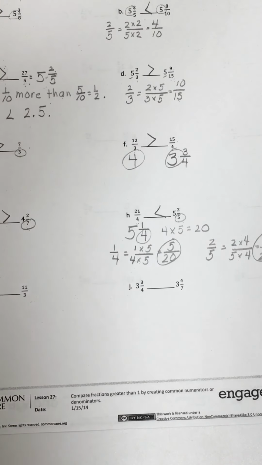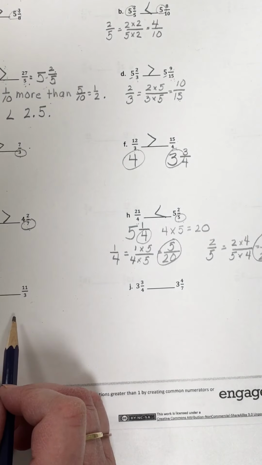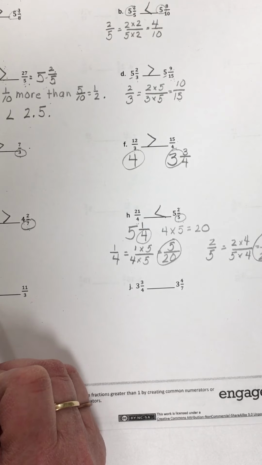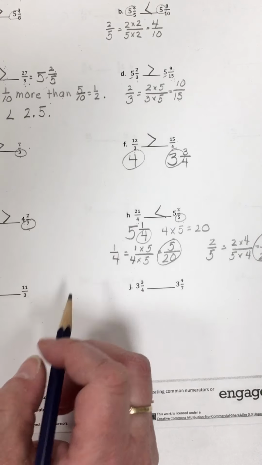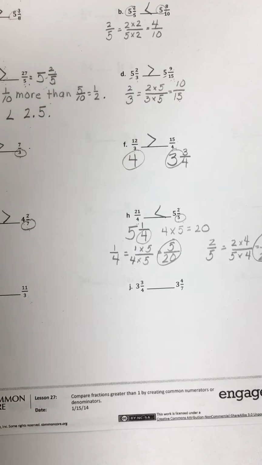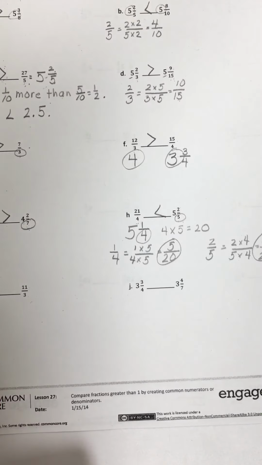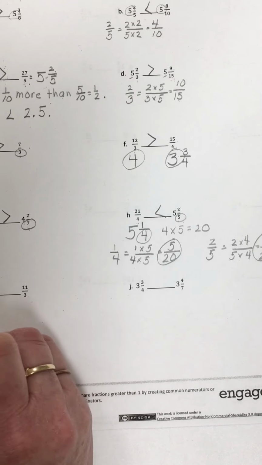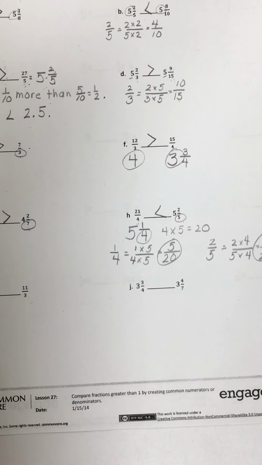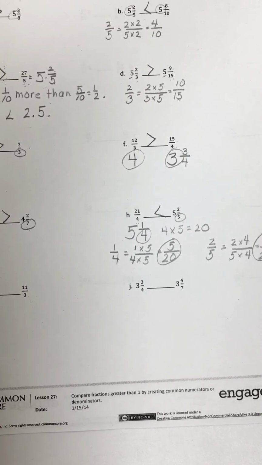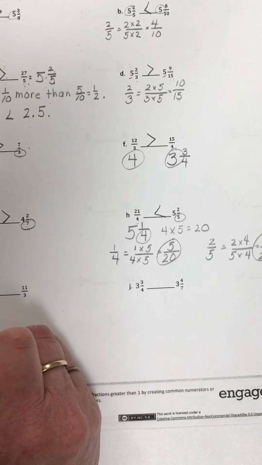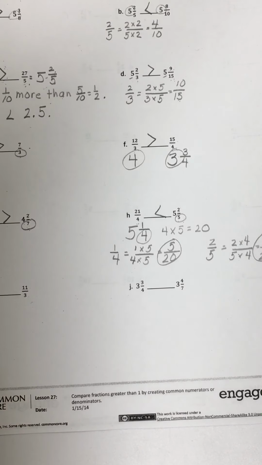Let's go down to I. I have 29/8, which is an improper fraction, and 11/3, which is an improper fraction. I'm going to turn them into mixed numbers. 8 can go into 29 3 times. 8 times 3 is 24. 29 minus 24 is 5. Keep the same denominator. So I get 3 5/8.